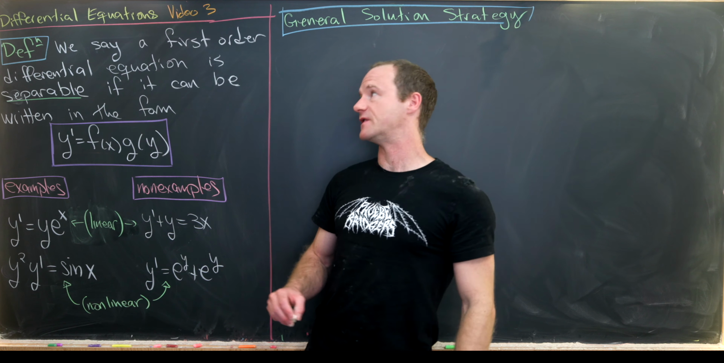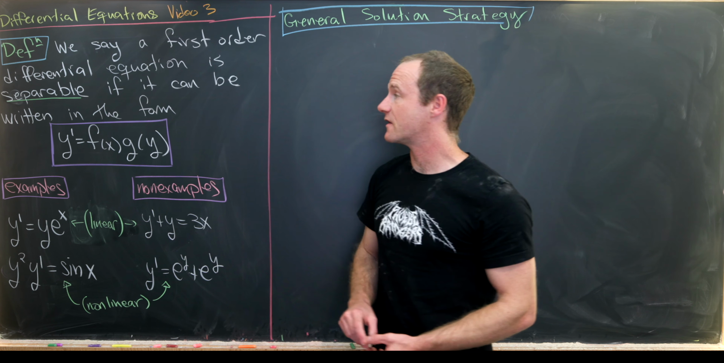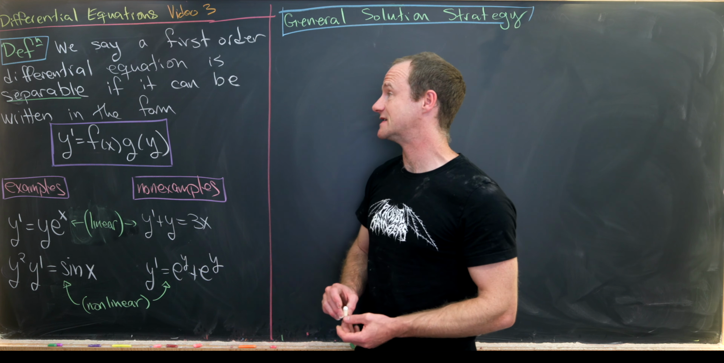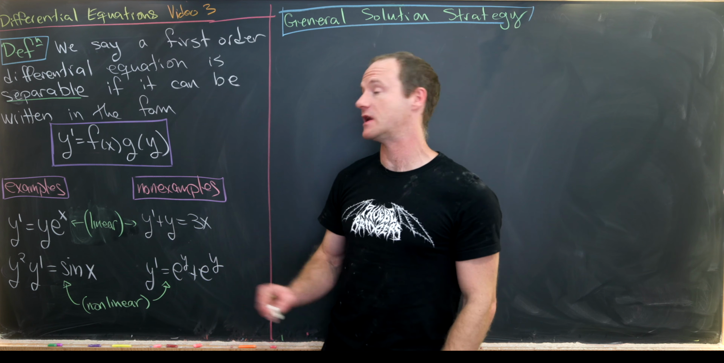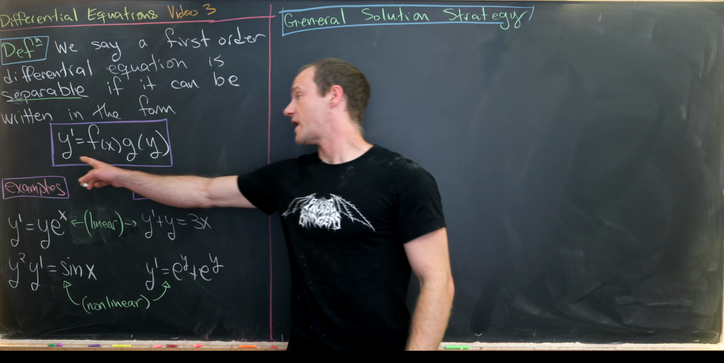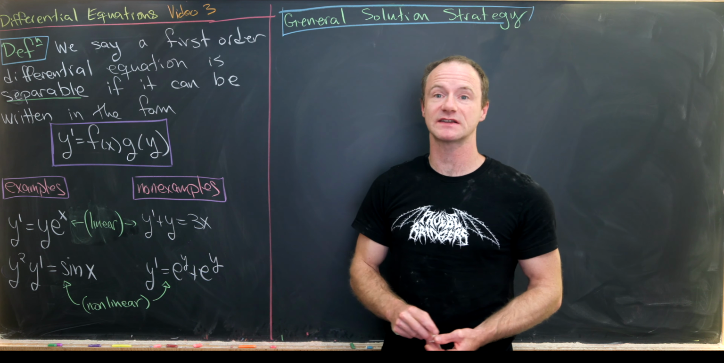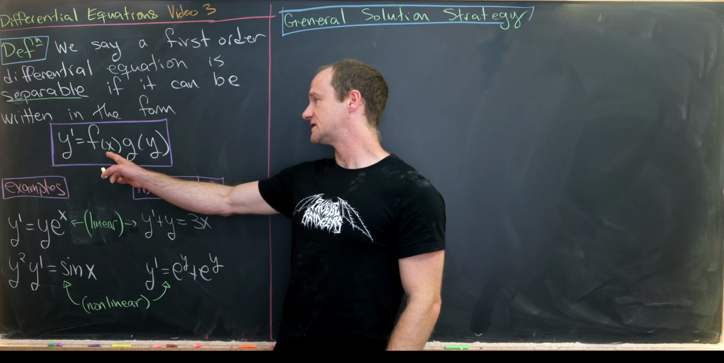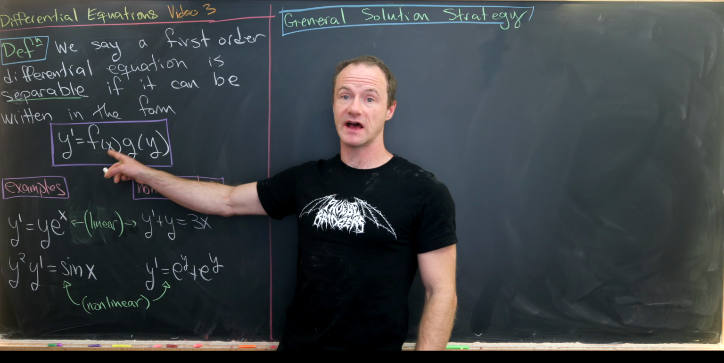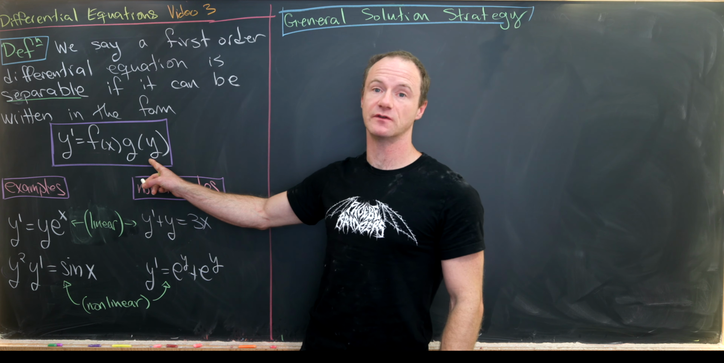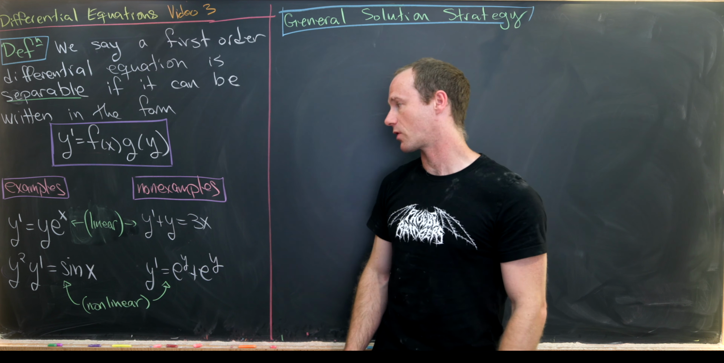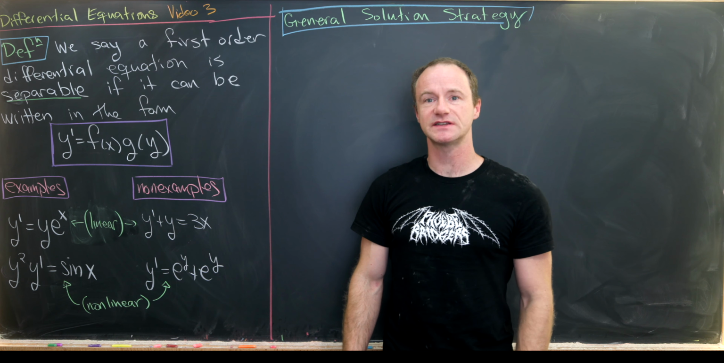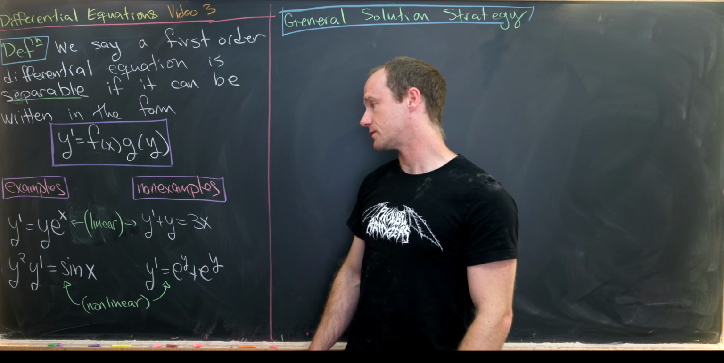So let's look at the definition. We say a first-order differential equation is separable if it can be written in the following form. We have y prime equals f of x times g of y. So this is a single variable function of x and a single variable function of y that we are taking the product of. So let's look at some examples and non-examples.